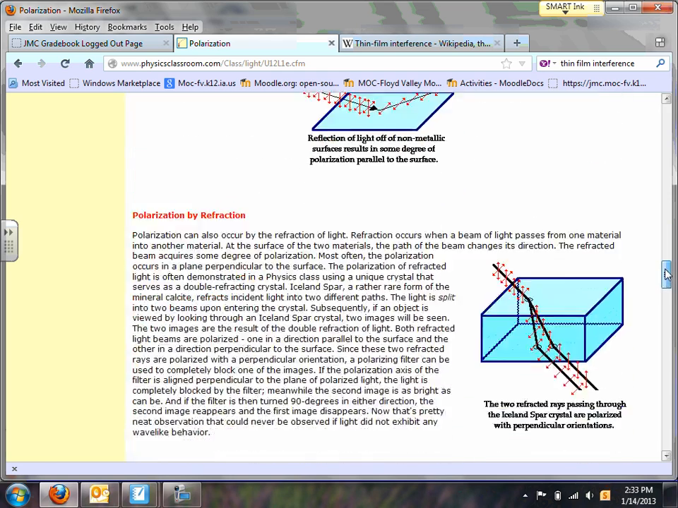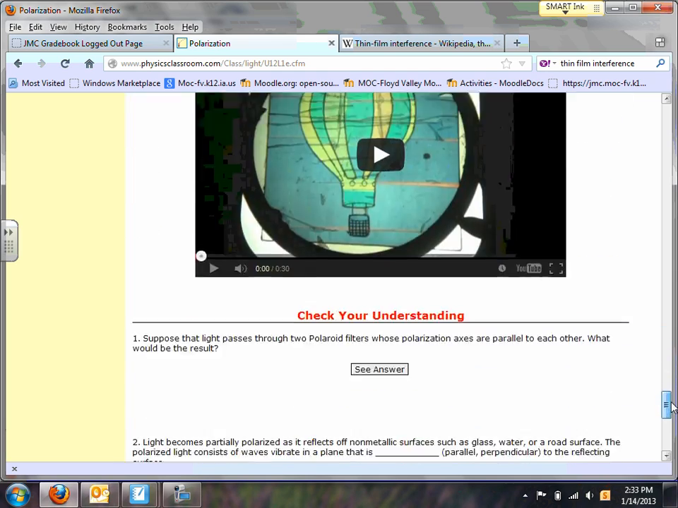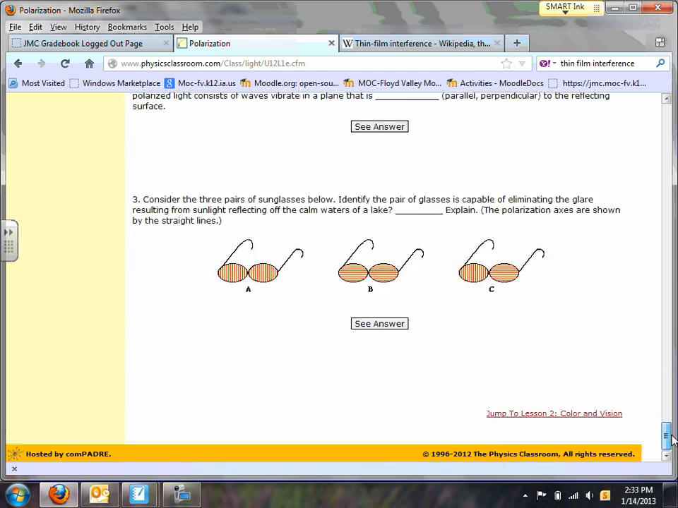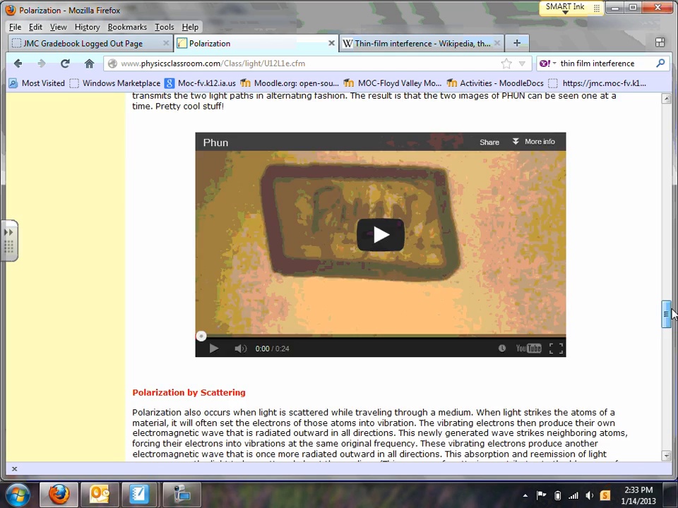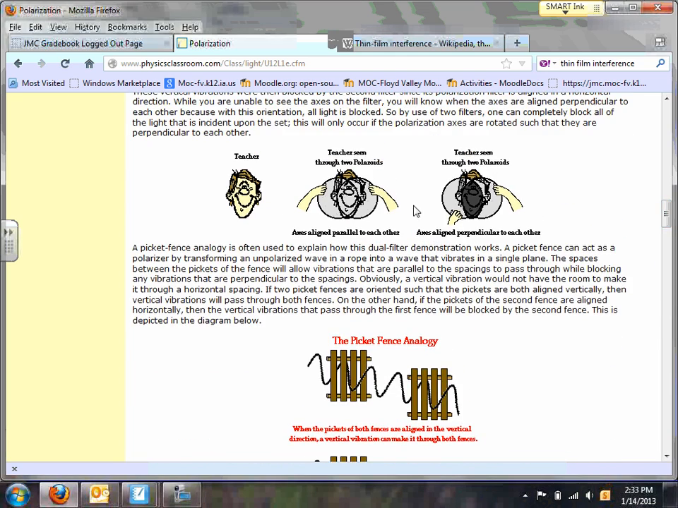And this is kind of what happens. I guess I don't have a picture of those. Oh, here we go. So you have two polarizing filters lined up with the axes parallel to each other. You see right through. If they're perpendicular, then it blocks out the light when they intersect.